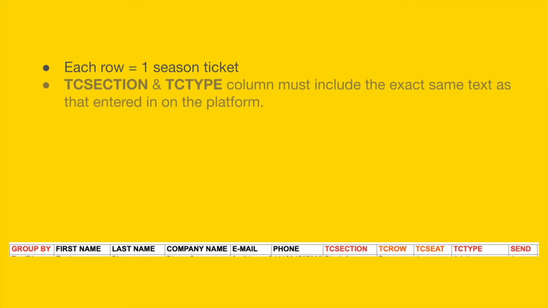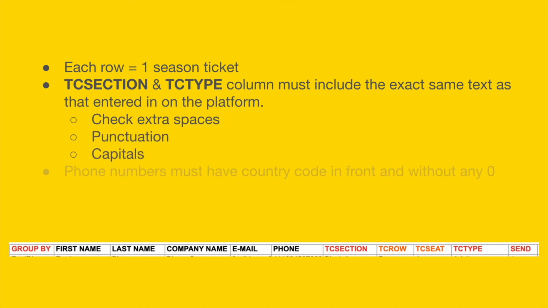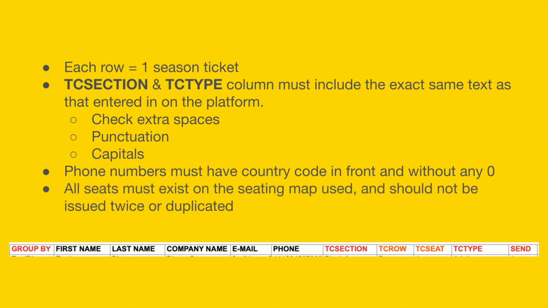Here are some important tips and things to remember when filling out the XLS file. Each row you fill out refers to one season ticket. The TC section and TC type columns must include the exact same text as that you have entered in on the TicketCo platform. So remember to check any extra hidden spaces, punctuation, and capital letters. Phone numbers must have their country code in front of them without any 0. All seats must exist on the seating map used and should not be issued twice or duplicated.